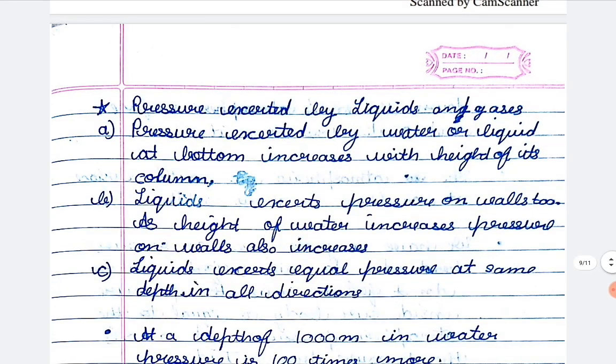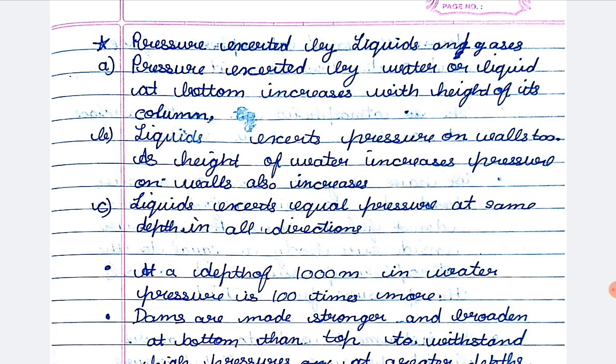Now, pressure exerted by liquids and gases. Pressure exerted by water or liquid at the bottom increases with the height of its column. Like if a tub is filled with 20 centimeters of water, and you fill it more, the pressure at the bottom will also increase. It's not that at 20 centimeters and 25 centimeters the pressure will be the same. No, it increases with height. Like we know that pressure deep in the sea or oceans is very high, because of the height of the sea.